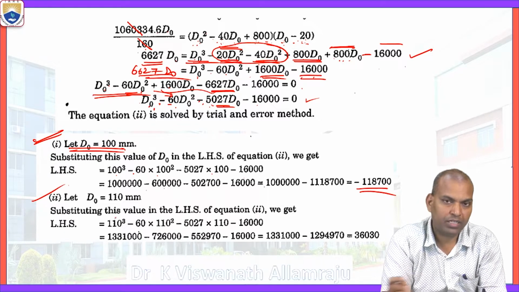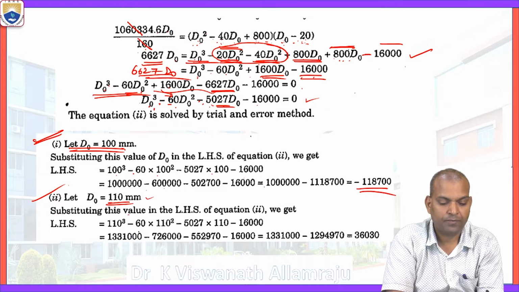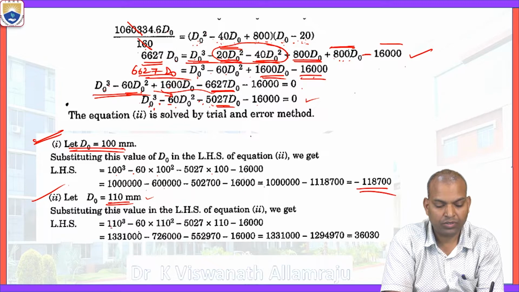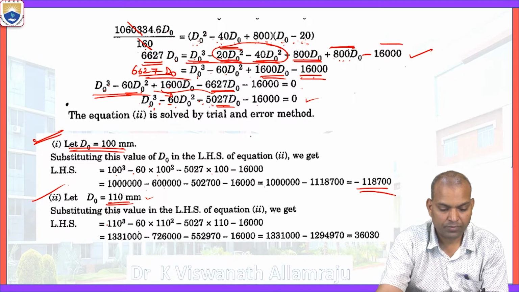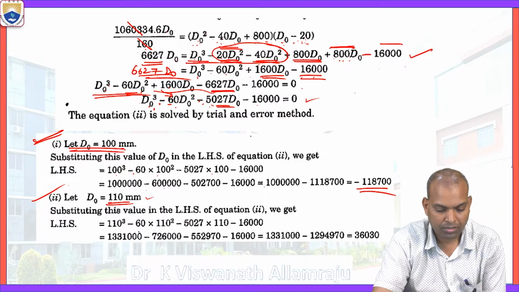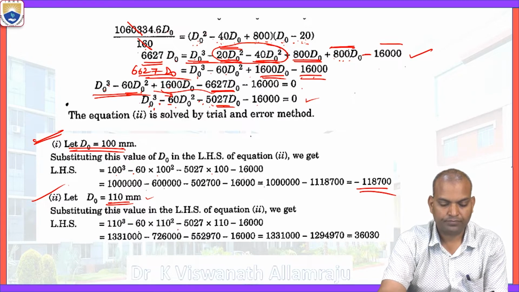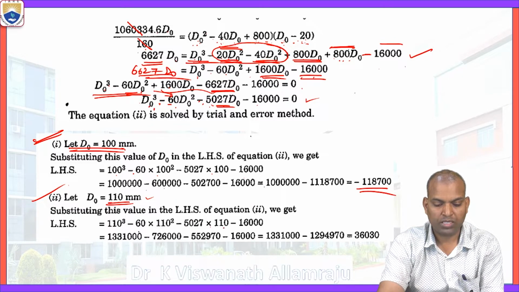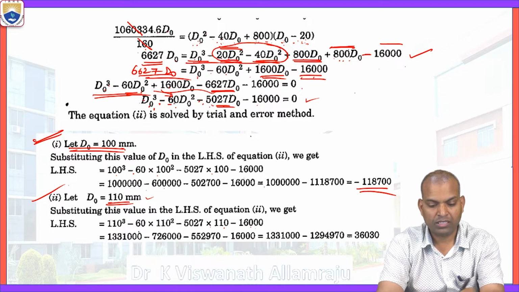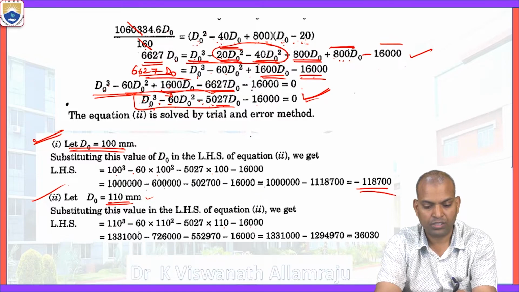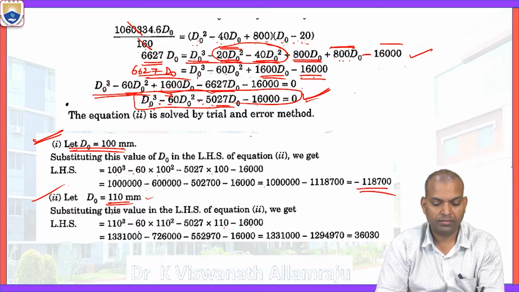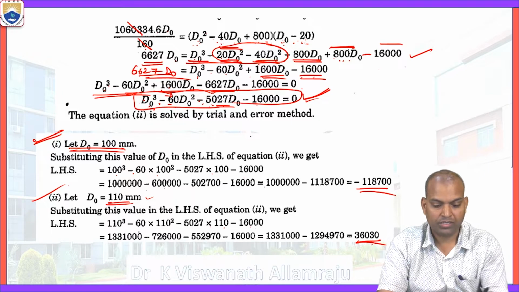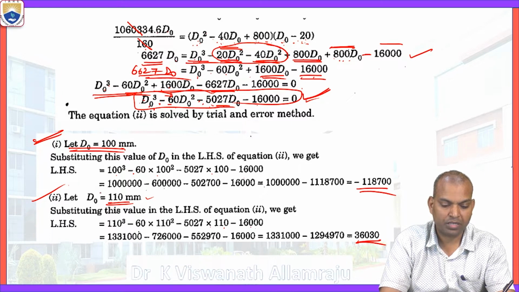Now let's go for another trial, 110 millimeters. Substitute 110 in the place of do, that is 110 cube minus 60 times 110 square minus 5027 times 110 minus 16,000. We are substituting in this equation. After substituting the do value of 110, observe here it is positive again, that is 36030. That means the value of do will be in between 100 and 110.